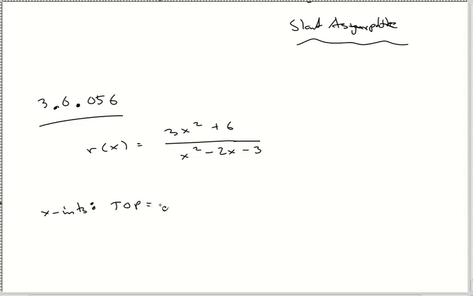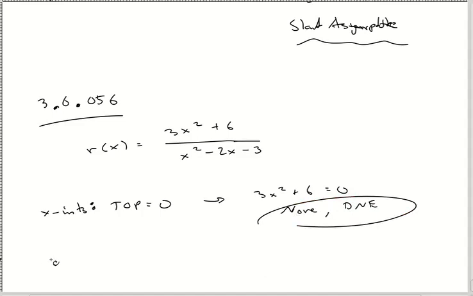This is when your top is equal to 0. 3x squared plus 6 is equal to 0. I'm going to say it doesn't ever happen. So none, DNE, I don't really know what they're wanting you to type in there. But basically, ain't nothing happening for that guy.